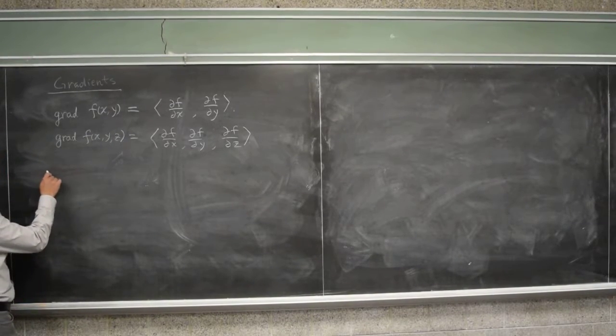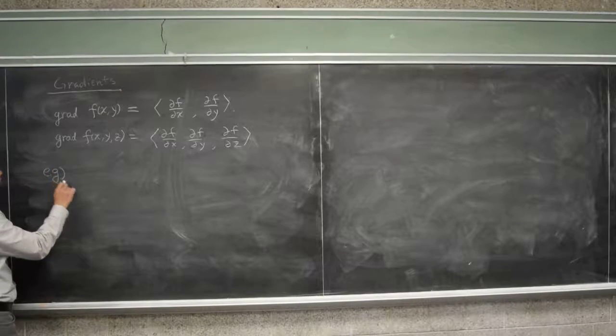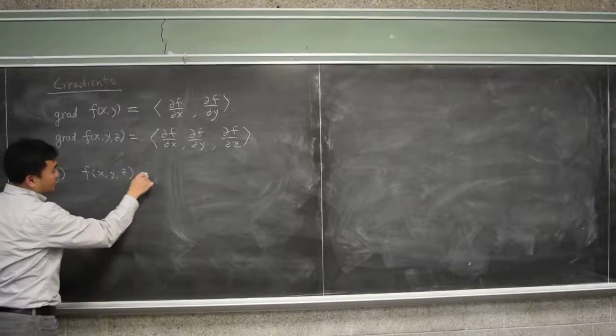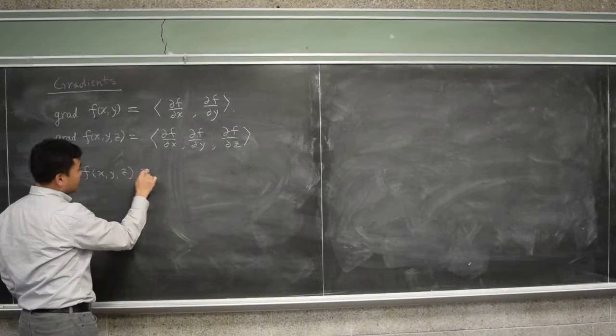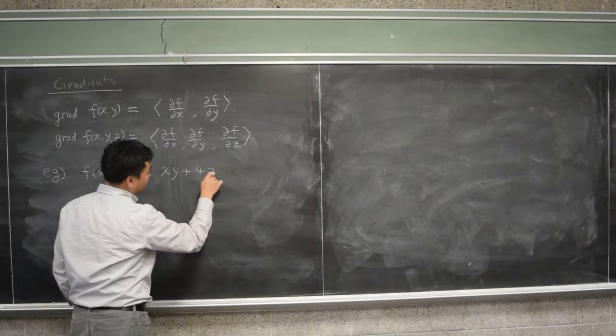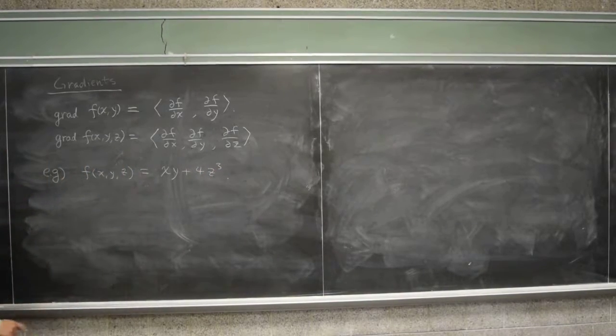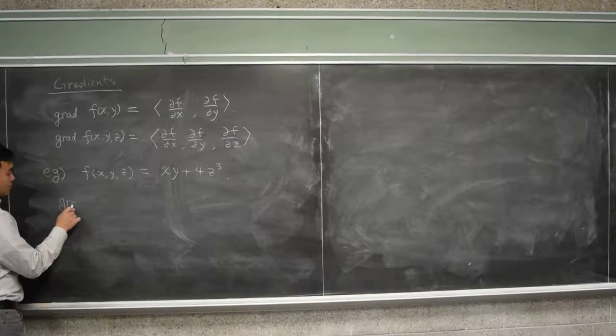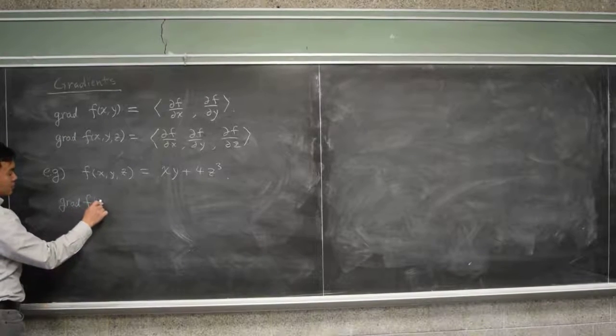Let's think about an example, e.g. suppose your f(x, y, z) is equal to xy plus 4z cubed. Something like this. In this case, what's the gradient of f?